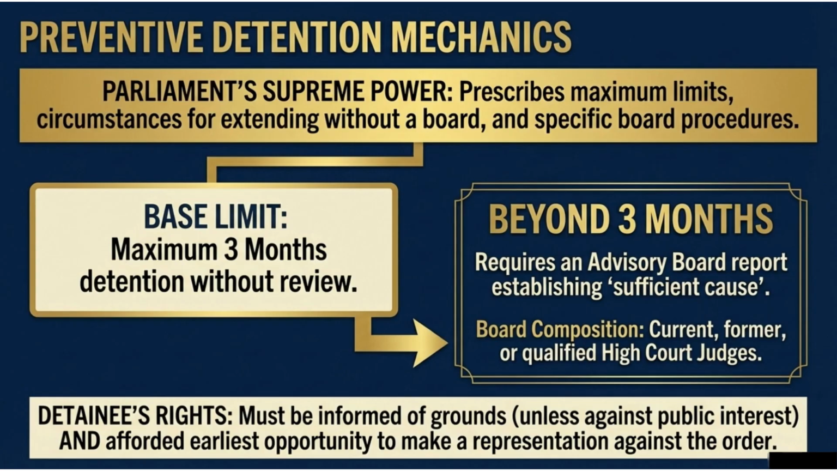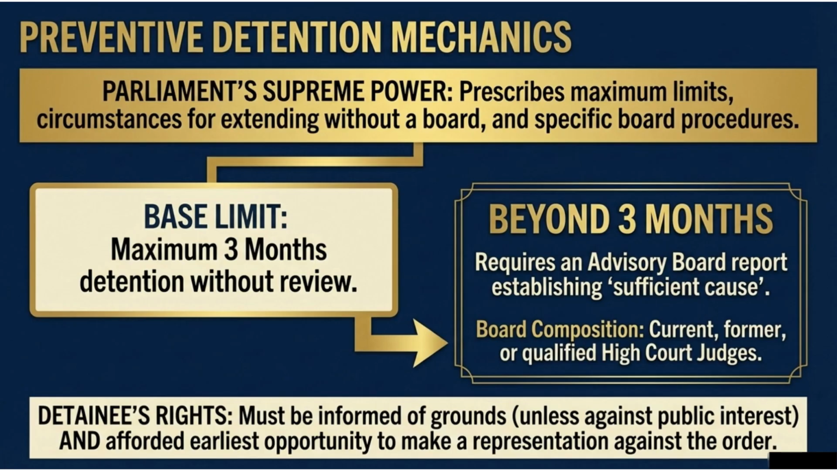Under the preventive detention provisions of Article 22, Parliament has supreme power to make laws on this subject. The base rule is that a person can be detained without review for a maximum of 3 months. If the detention is to continue beyond 3 months, it requires a report from an advisory board that confirms there is sufficient cause for continued detention. This advisory board must consist of sitting, former, or persons qualified to be appointed as High Court judges.